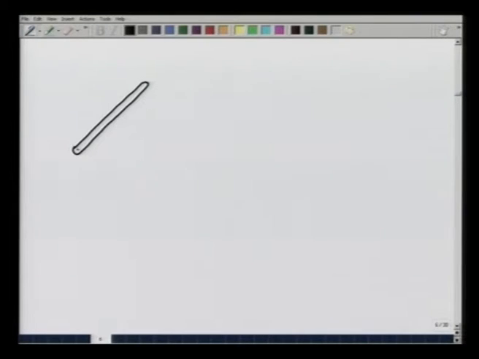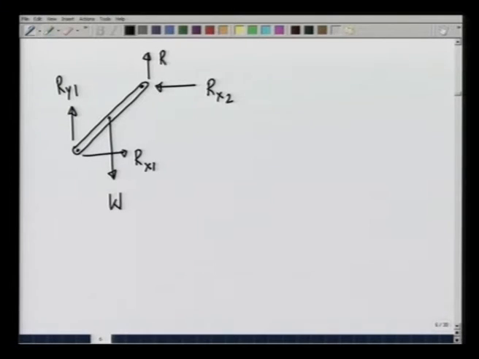If I take the same rod and put a pin joint here and also a pin joint here, in that case this is the weight W. I will have R y 1 and R x 1 on the lower pin joint, R x 2 and R y 2 on the upper pin joint.